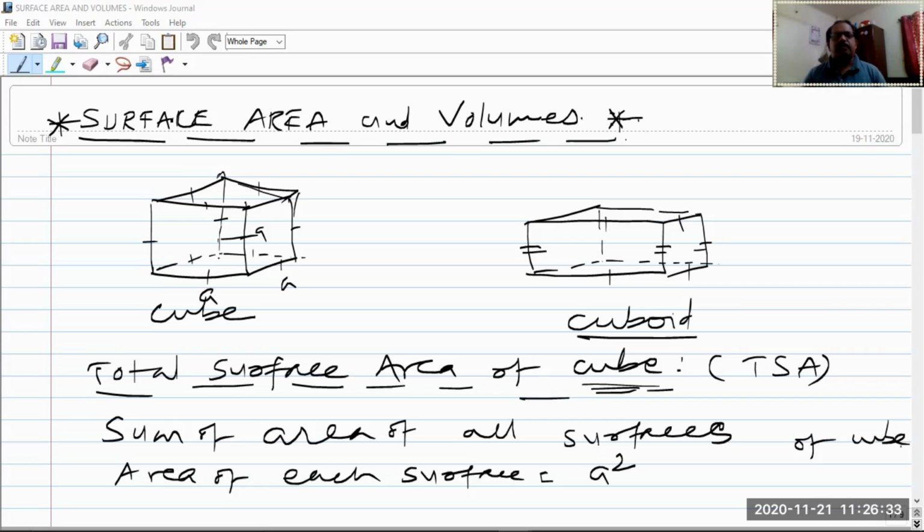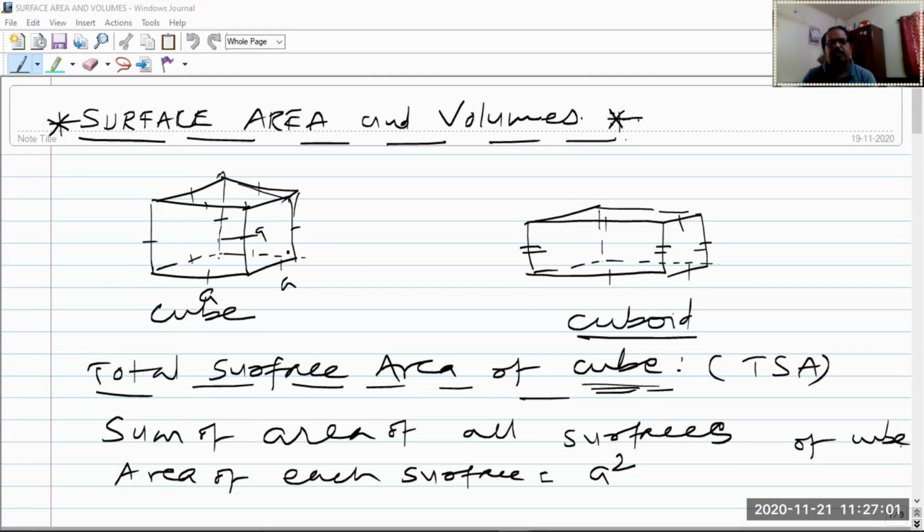So today we are going to discuss and solve some important examples from a very important topic from grades 9 and 10. The name of the topic is surface area and volumes, right? So students, we are going to find the surface area and the volumes of some solids. The first solid we are going to see is a cube and a cuboid.